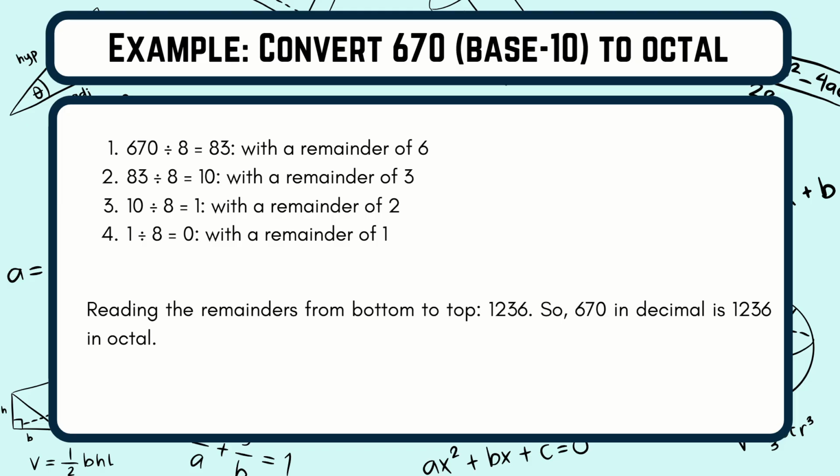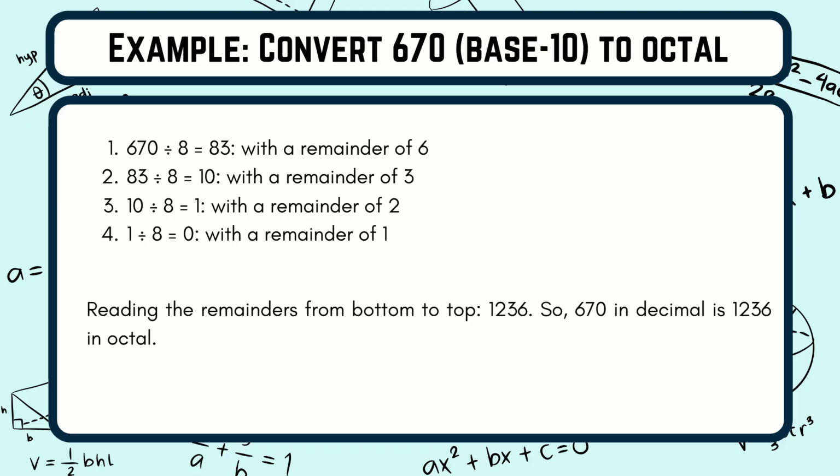So 83 divided by 8 equals 10, with a remainder of 3. And same process again, let us divide the 10 by 8. So 10 divided by 8 equals 1 with a remainder of 2. So 1 divided by 8 is 0 with a remainder of 1. So, reading the remainders from bottom to top, just like earlier, we read the remainders from bottom to top.